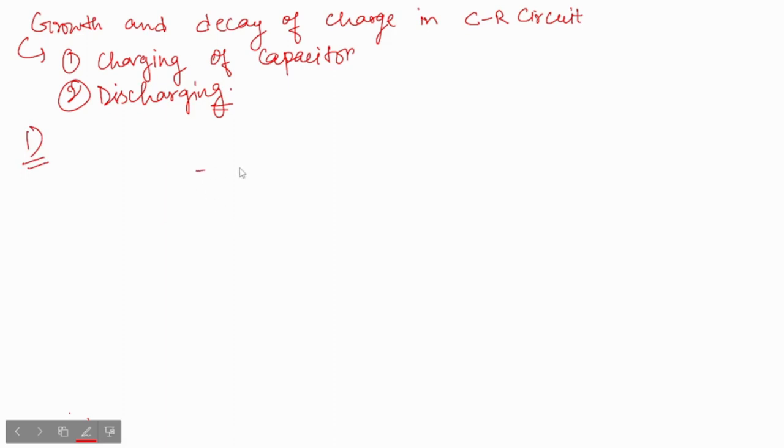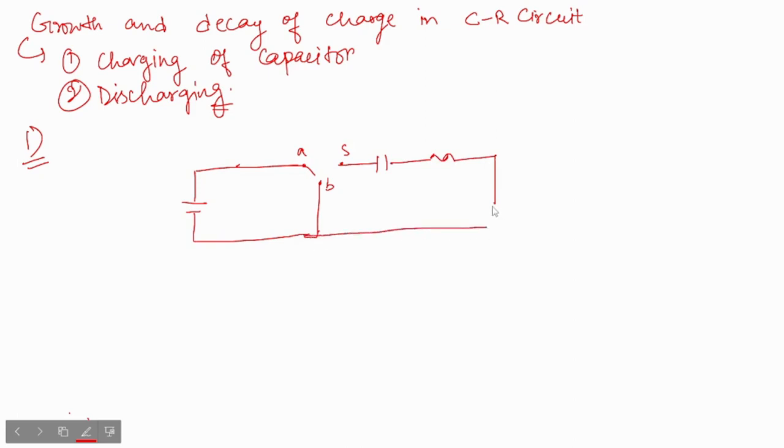See, we are drawing a general circuit. The battery, this point A, point S, and the capacitor of capacitance C, the resistor, they are connected.